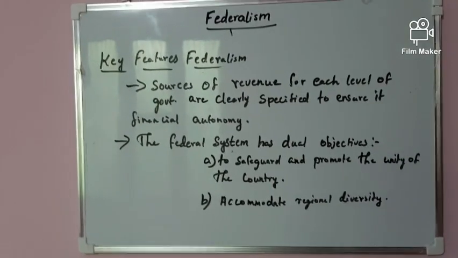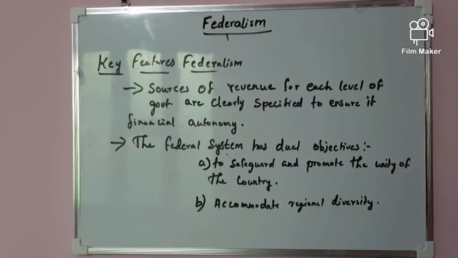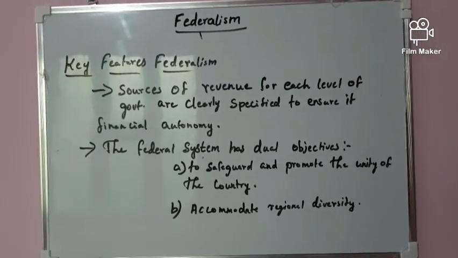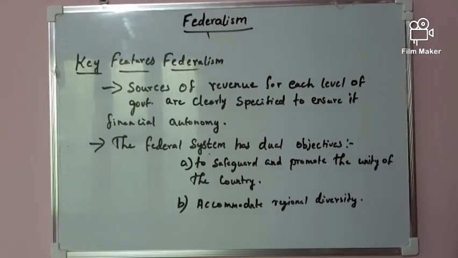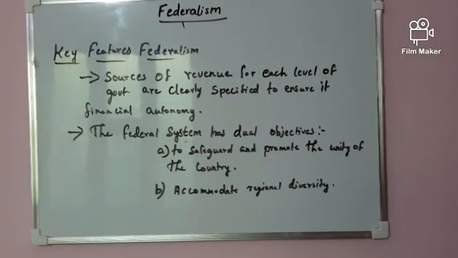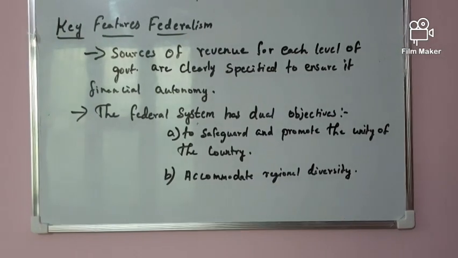The next one is that only the courts, the Supreme Court, have the power to interpret the constitution regarding the different levels of government. The next one is that, as I told you, the sources of revenue for each level of government are clearly specified to ensure the financial autonomy of each level.